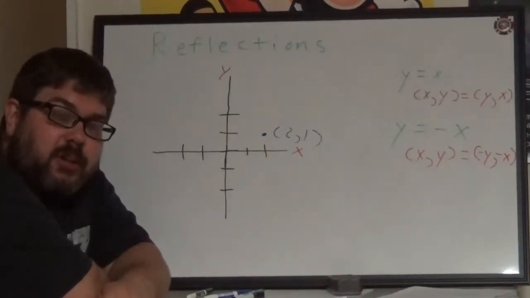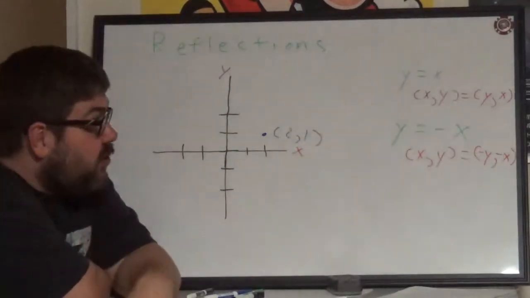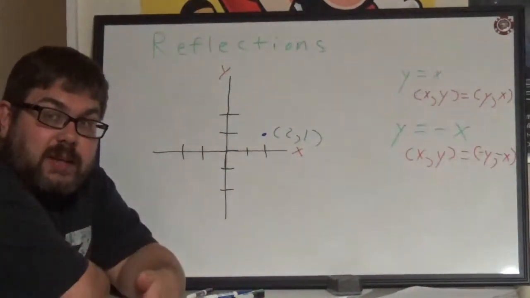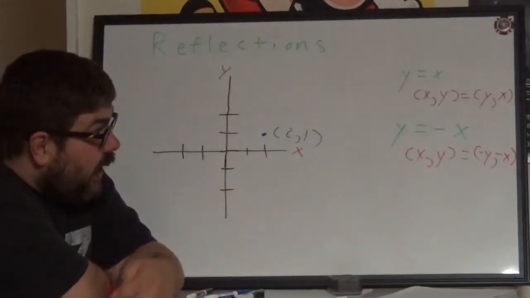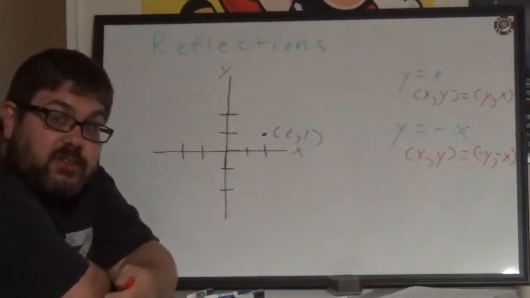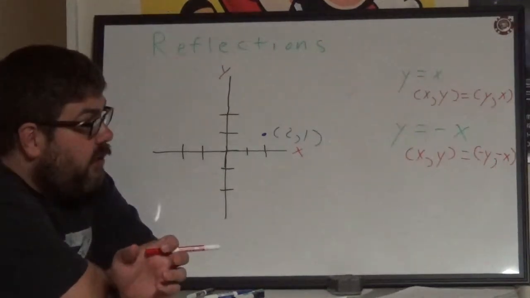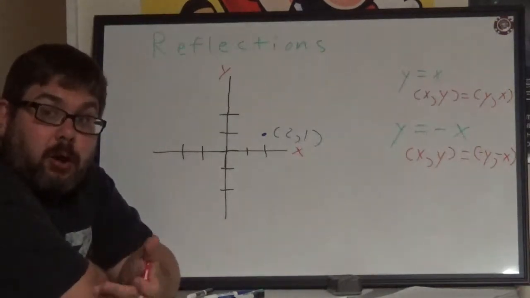Hey, this is Mr. Coker with Geometry Lesson 1-2, Part 2 of Reflections. Previously I talked about reflecting a point over the x-axis and y-axis, and now I'm going to talk about three things: reflecting over the line y equals x, reflecting over the line y equals negative x, and reflecting over an arbitrary line.